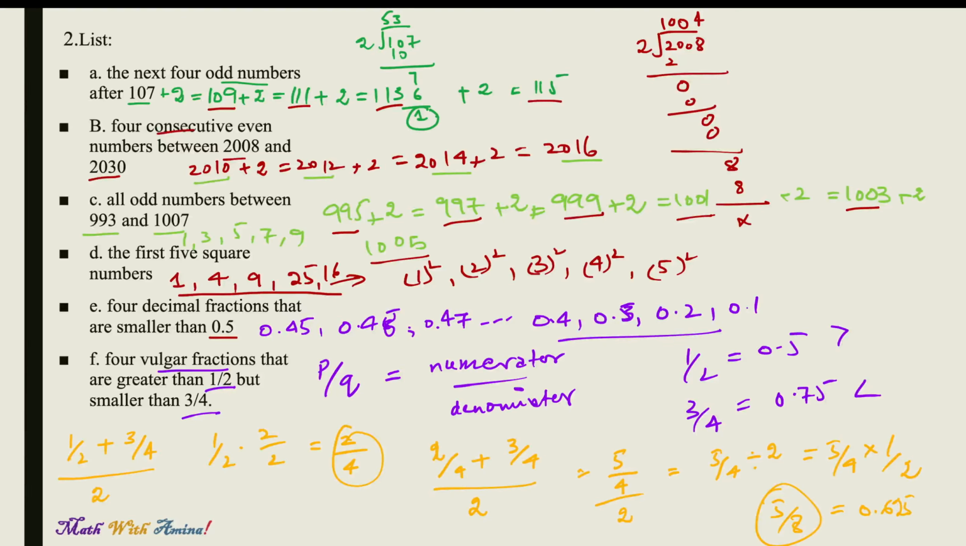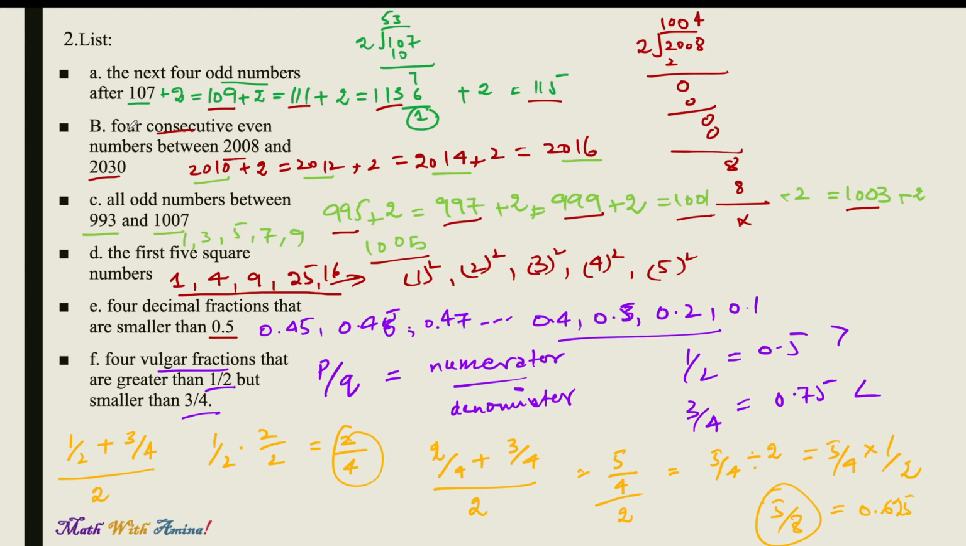How can we find our next four odd numbers? By adding 2 integers to the already existing odd numbers. So we have 107, we add 2 integers, we get 109. Then we add 2 integers to this, we get our second odd number, that is 111. Then we add 2 integers to 111 and we get our third odd number, which is 113. Then adding 2 integers to it, we get our fourth odd number, which is 114. So these four are the next four odd numbers after 107.